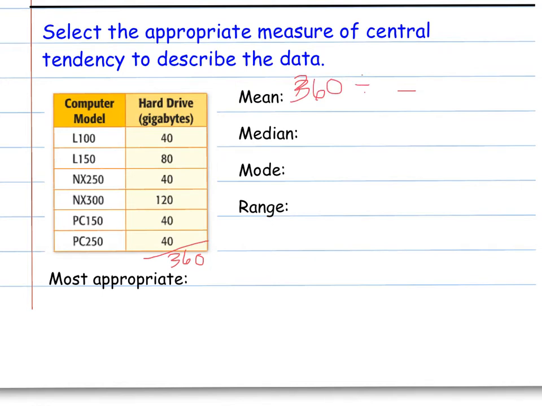Divided by the number of units I counted, which is 6 different categories. And I end up with a mean of 60 gigabytes.